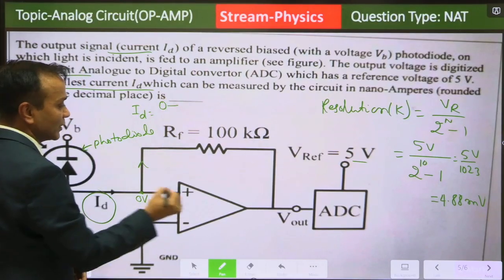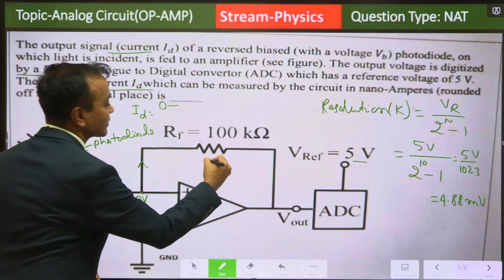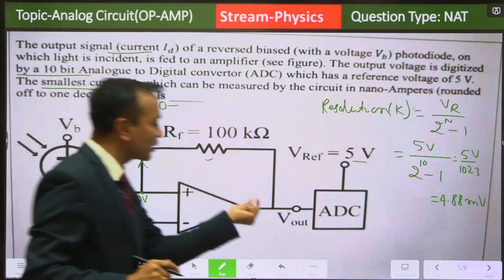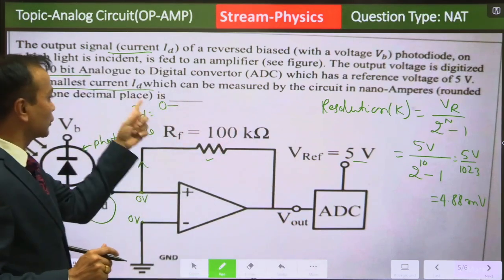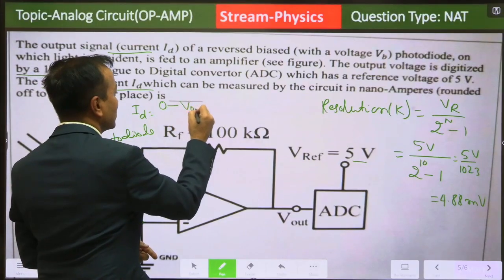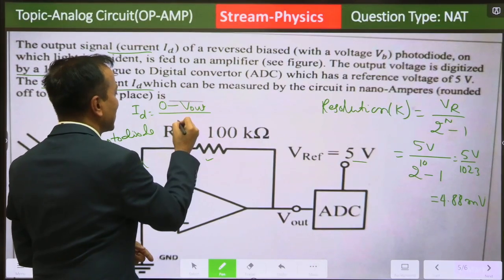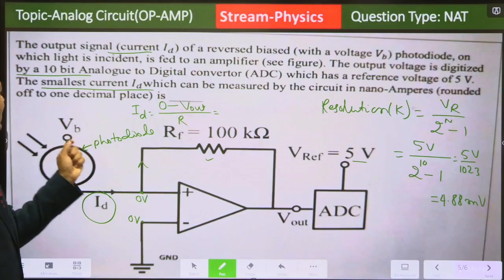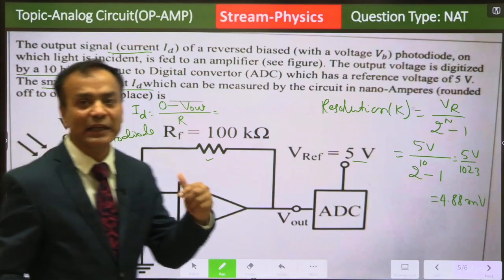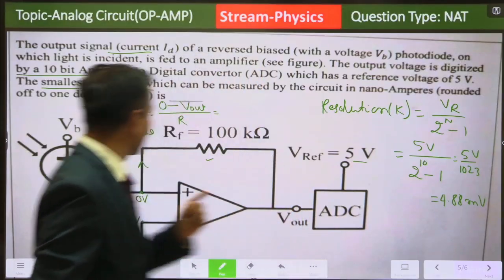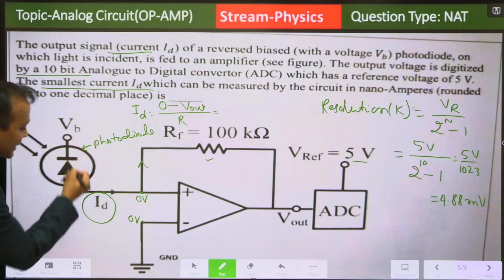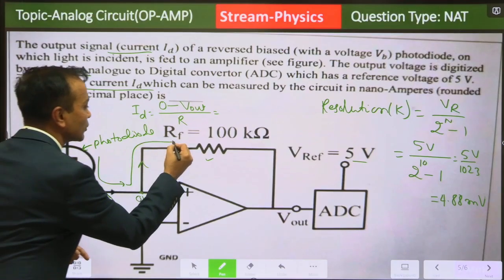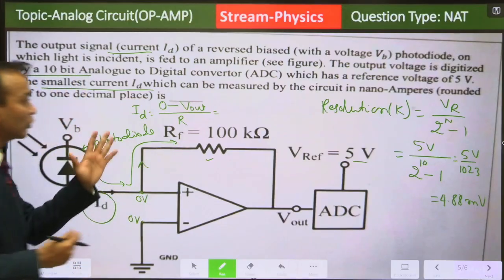0 minus V out, because for this resistor RF, what are the two terminal voltages? One terminal is at 0 volt, another terminal is at V out. So 0 minus V out divided by R. More precisely, it should be mentioned in the question that this is the magnitude of the smallest current, because the diode is reverse biased. It means the current direction will be like this only, and this current is passing through this. So by using this only, we are doing the calculation.